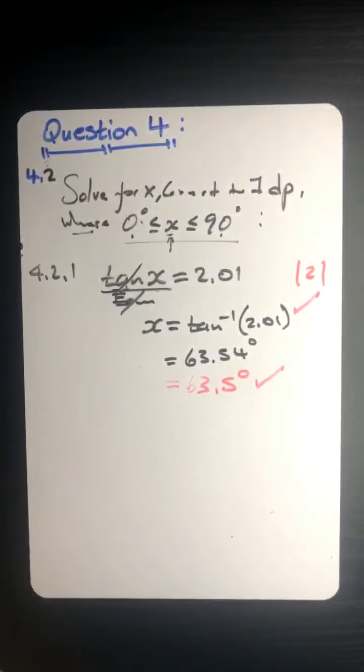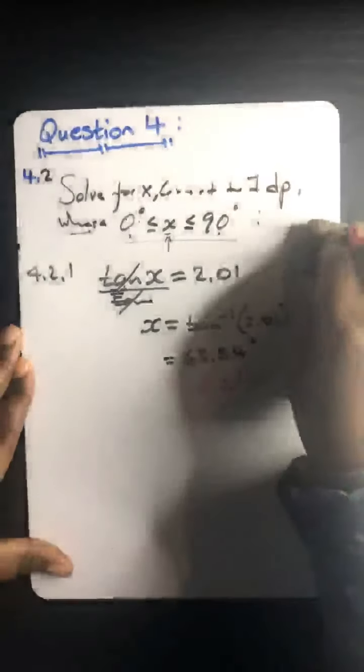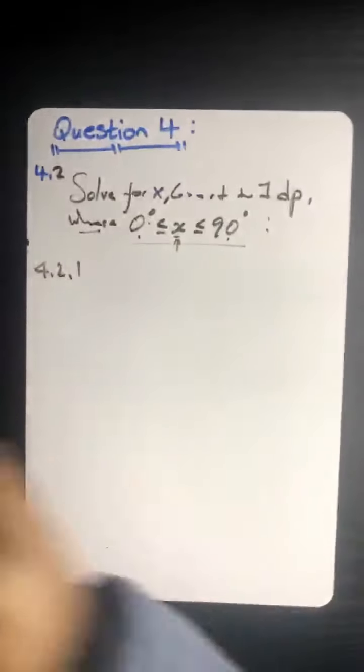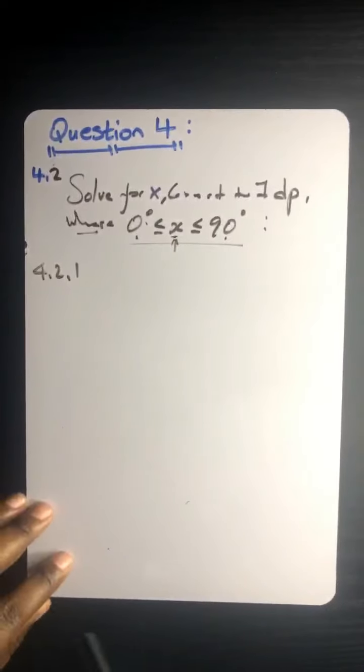Oh, yeah, I see. Our examiners are tricky sometimes. Next time it says to 2 decimal places, next time to 1 decimal place. So, good people, you need to be very, very careful of the instructions given.